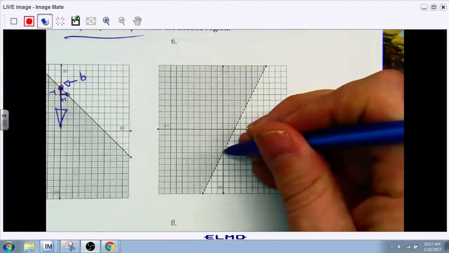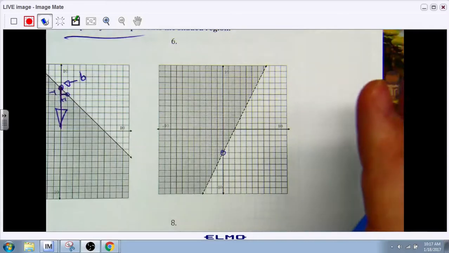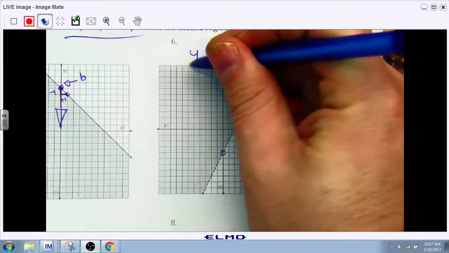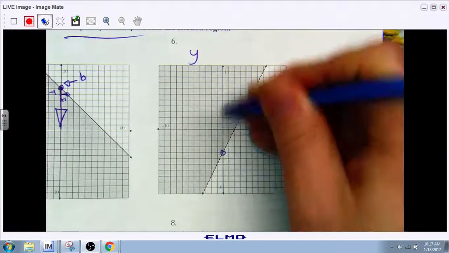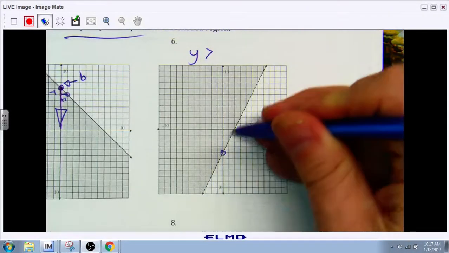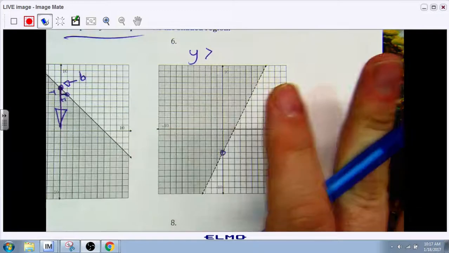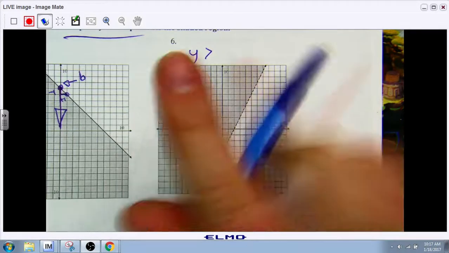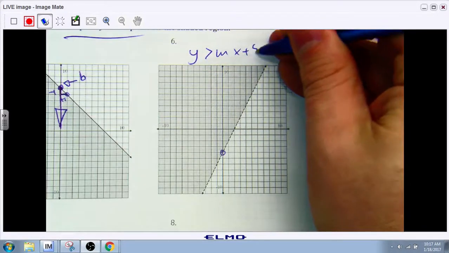For this one, here's the y-intercept. I'm not going to do all the problem. I'm just going to figure out what my sign is. It's shaded above that, so it's going to be greater than. And it's a dashed line, so I'm not going to write the or equal to. It's just going to be y is greater than whatever our mx plus b is. Okay. Let's look at this one.